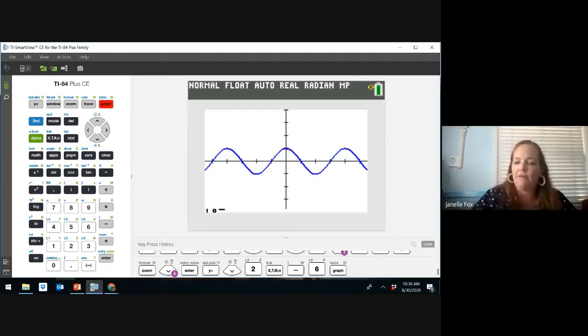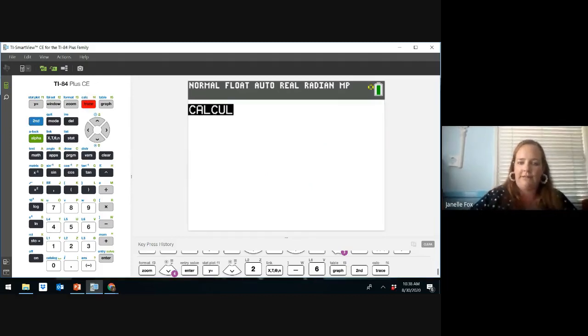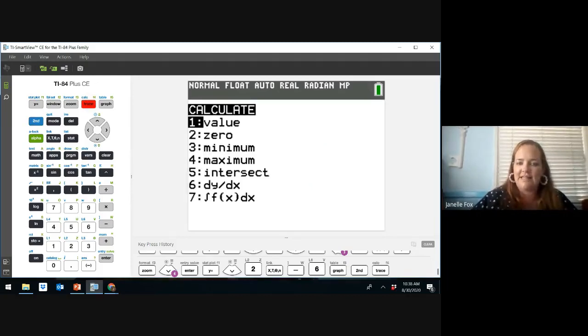And so it's going to stay in the window that it's on, and then it's going to graph a guy. There's my line. And I would like to figure out where these guys intersect. Okay, so the way that we do that is we're going to go to second, and then the trace button would be calculate. Okay, so second trace is calculate.